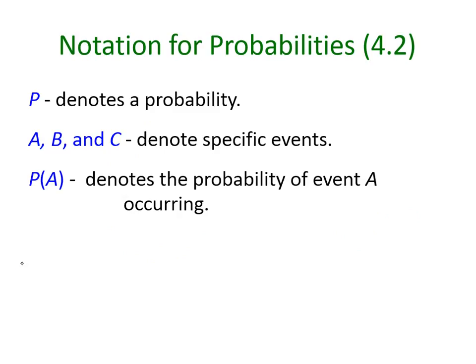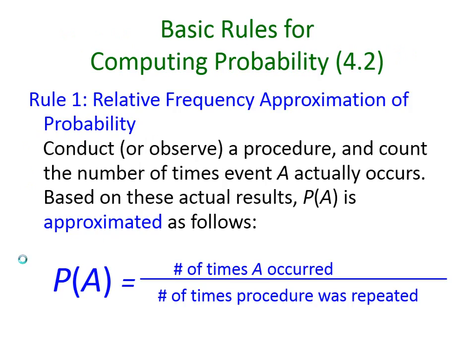Going with our notation then, capital P denotes a probability. A lot of times we talk about the different specific events as A, B, or C. They are capital letters when we talk about the different events that can happen. So P of A denotes the probability of event A occurring. Or A might be rolling a 1, so it might be the probability that you roll a 1, which is going to be just a simple 1 out of 6. But event A represents whatever event you're talking about.